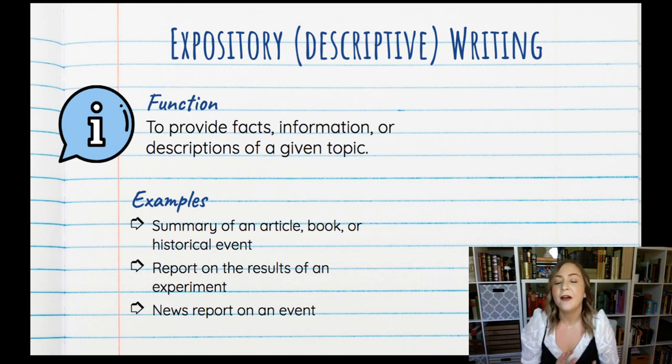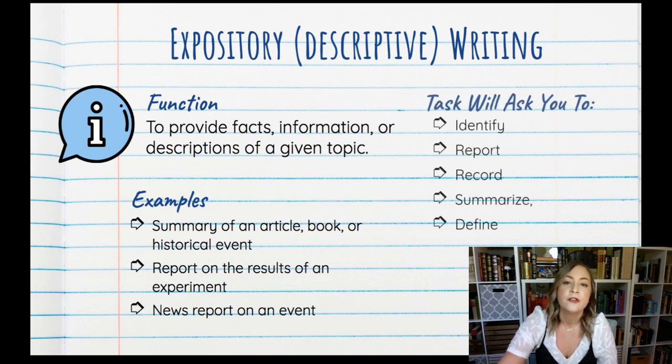Okay, and then so you have an idea, another important thing we're going to cover today, guys, is how to recognize it. So now we know what the goal of expository writing is. We're also going to look at keywords that might be included in an assignment. So if you get a writing task at school that asks you to identify, report, record, summarize, or define. These are just a few of the keywords that might be in your writing prompt. This is likely going to be an expository writing task. In other words, you're going to be telling the audience about a specific topic.